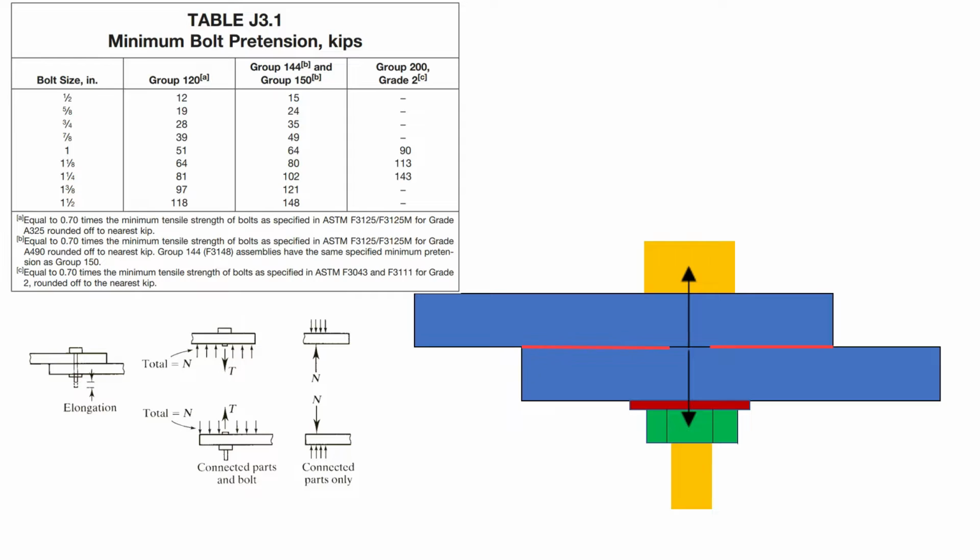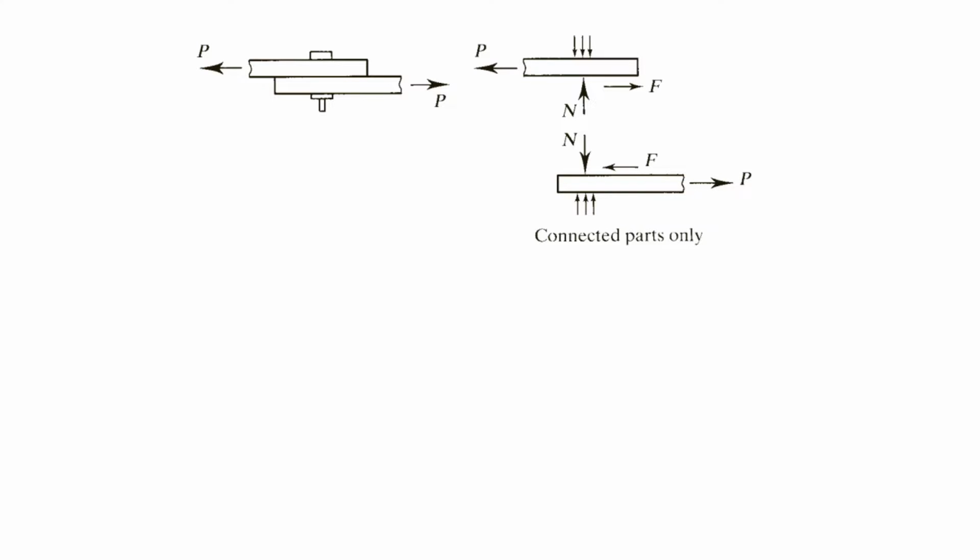The free body diagrams in the figure show that the total compressive force acting on the connected part is numerically equal to the tension in the bolt. If an external load P is applied, a friction force will develop between the connected parts. The maximum possible value of this force, F, is equal to mu times N, where mu is the coefficient of static friction between the connected parts, and N is the normal compressive force acting on the inner surfaces.